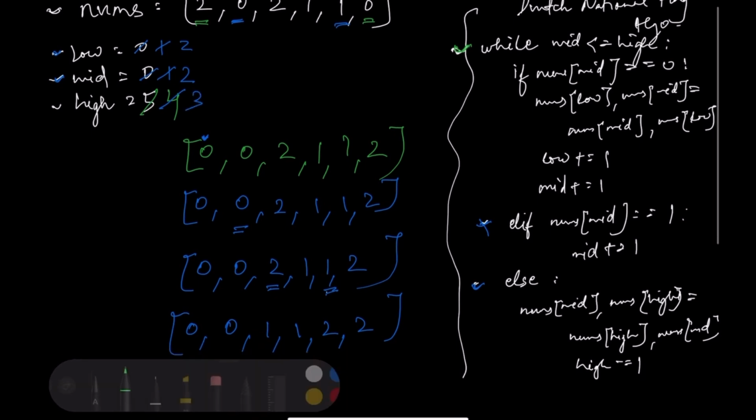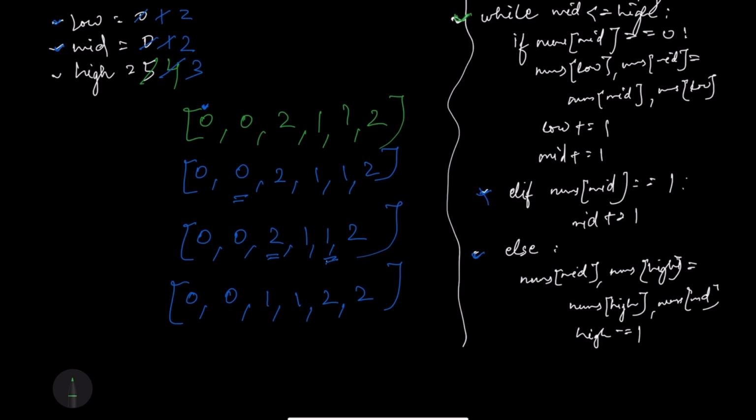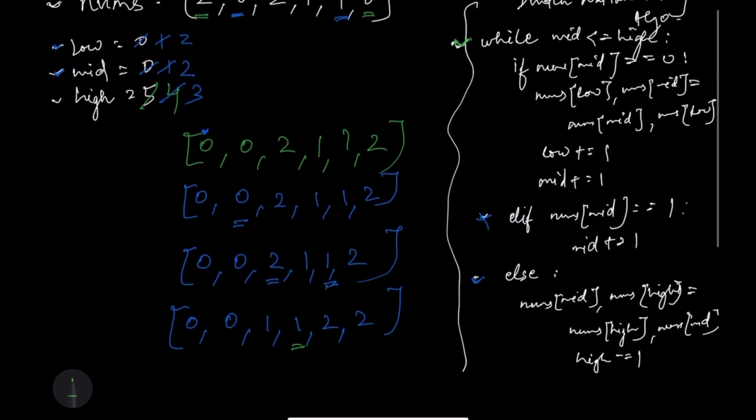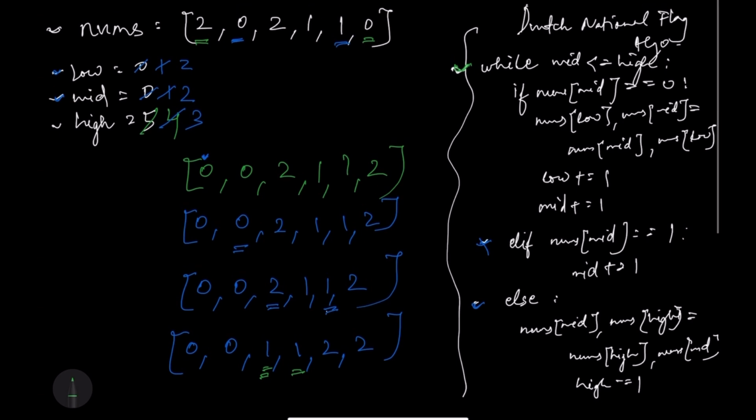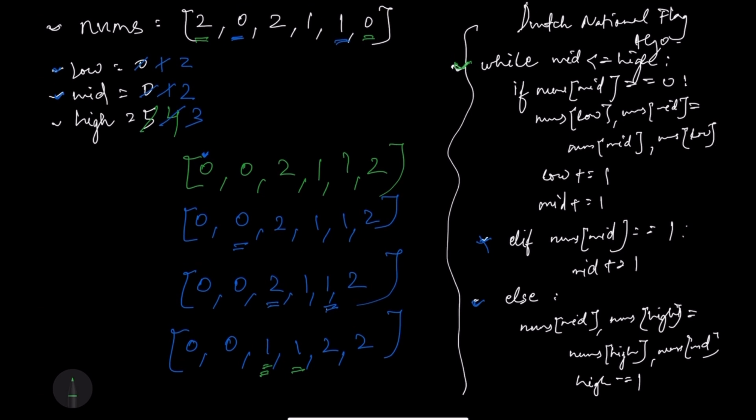So our high is now 4, 5, 4, 3. Our high is here. Our mid is at second. Our low is also at second. So now the loop will run again. It will check if mid is smaller than or equal to high, which is true, our mid is smaller. So what will happen? Our mid is at this position.